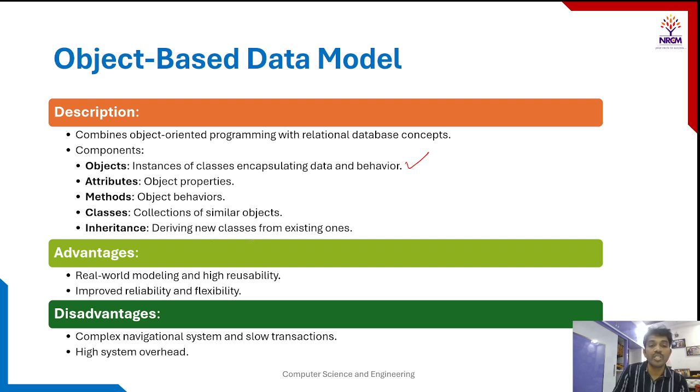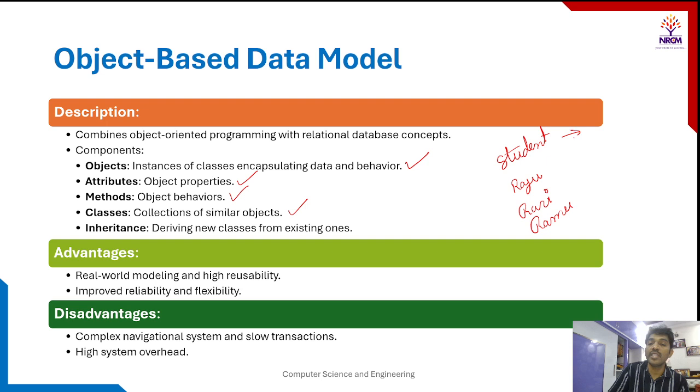And attributes are called properties, the concept is the same. Methods are the behavior of the respective class, right? A class is a collection of similar objects. For example, if you consider the student class, it has objects like Raju, Ravi, and Ramu. These are the objects.